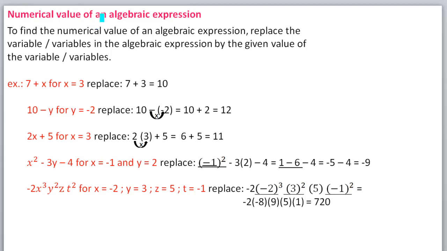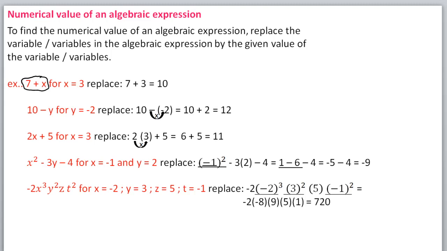The numerical value of an algebraic expression. To find the numerical value of an algebraic expression, replace the variable or variables in the algebraic expression by the given value of the variable or the variables. Okay, example: 7 plus x for x equal 3. What do you mean here? The expression is 7 plus x. Okay, for x equal 3, so it means to replace x by 3.